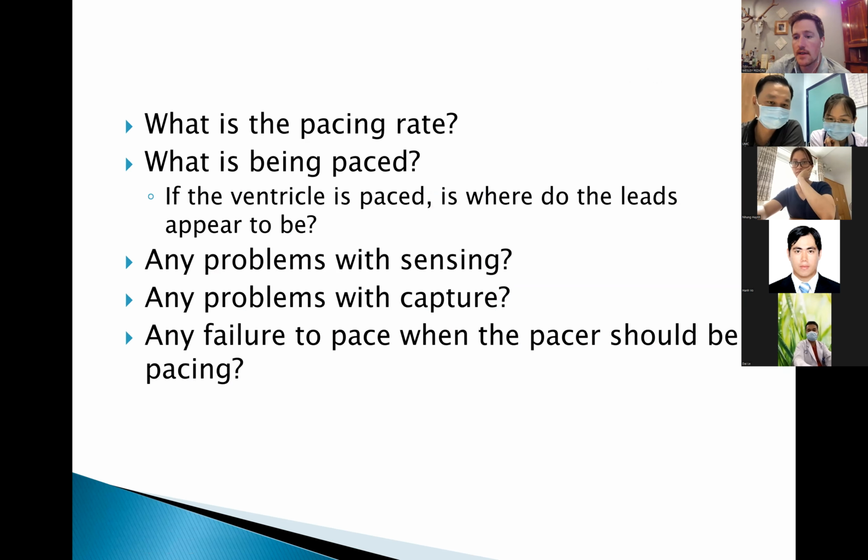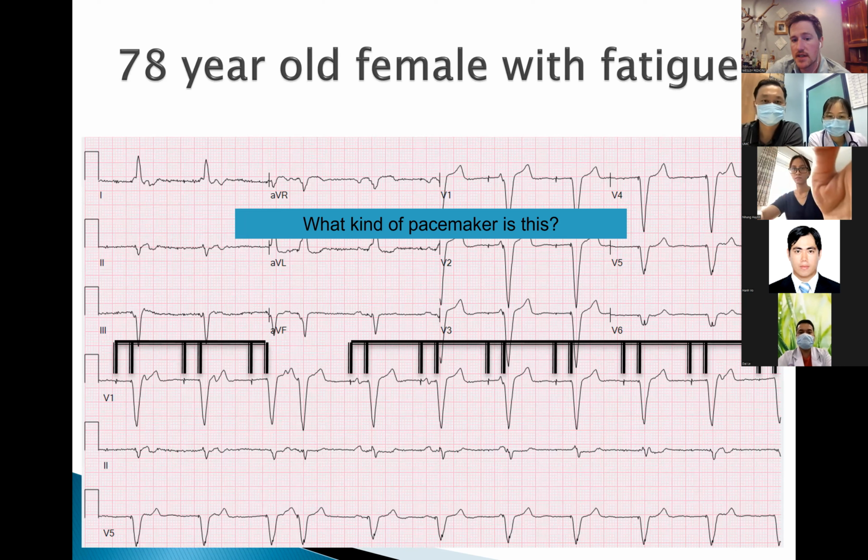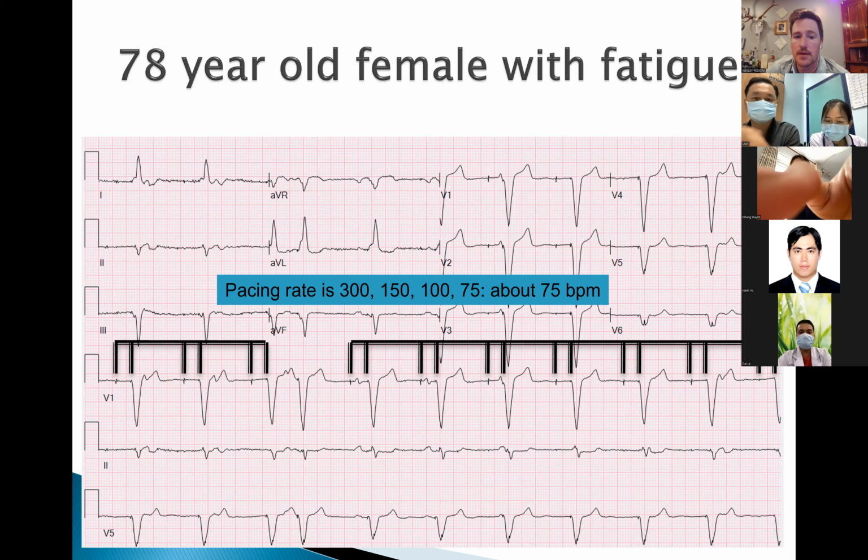So again, these are the questions that we ask ourselves. What's the pacing rate? Let's go through this. What kind of pacemaker is this? We've got an AV sequential, right? Because we see the atrial spike and the ventricular spike. So AV sequential. Pacing rate is about 75 beats per minute.